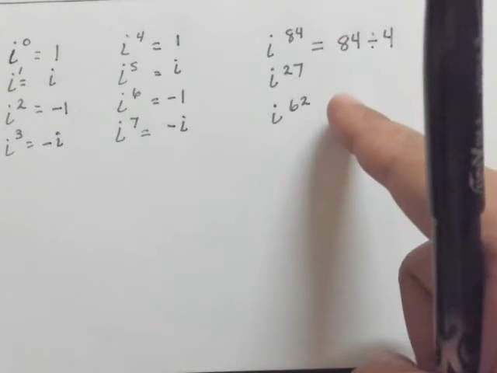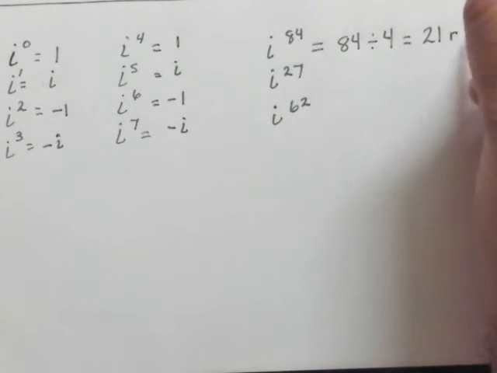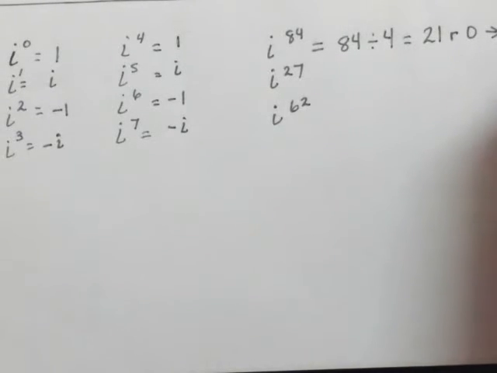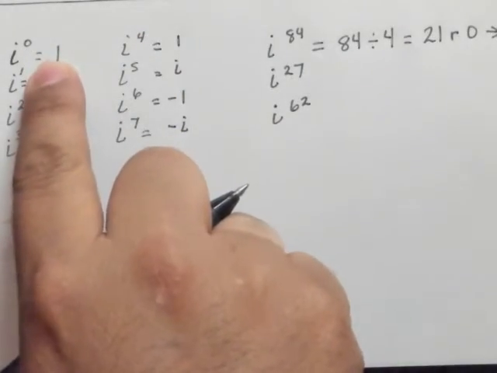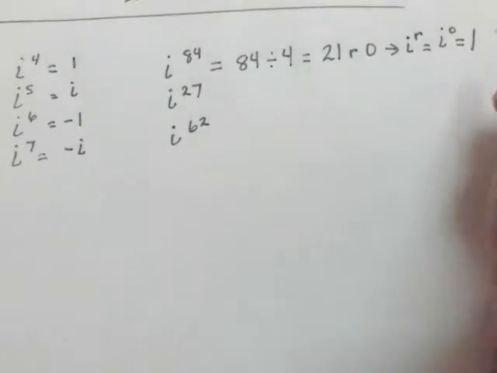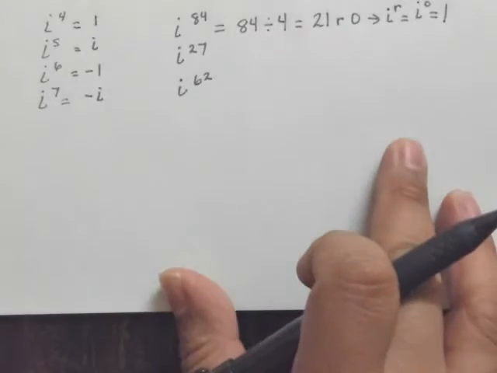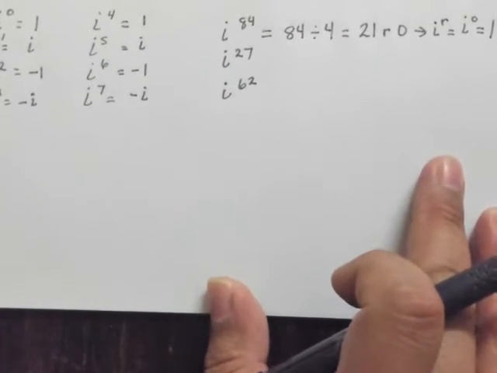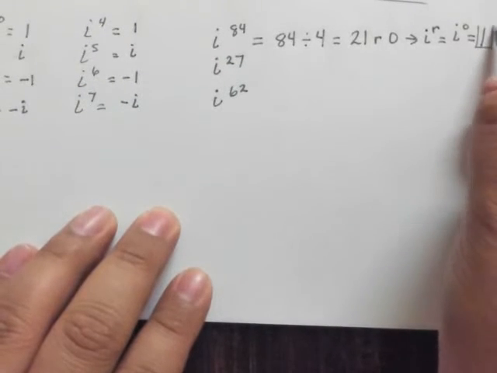So 84 divided by 4 happens to be 21 with a remainder of 0. So we're going to take i to the remainder, which in this case will be i to the 0. And if we look at our chart here, what's i to the 0? All right, so i to the 0 happens to be 1. Now let me take this out just a little bit more, just so we can see a little bit more of this right here. Okay, so 1 is the answer for this problem.